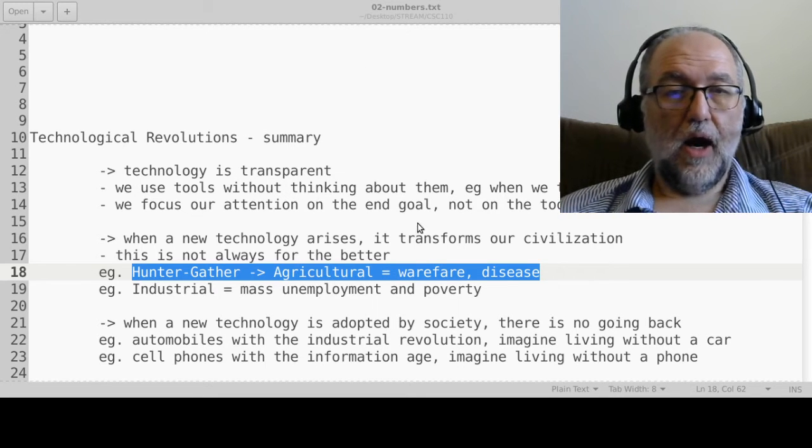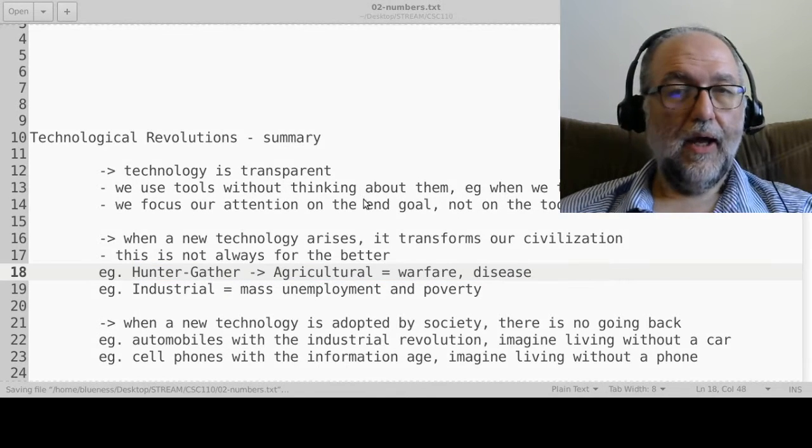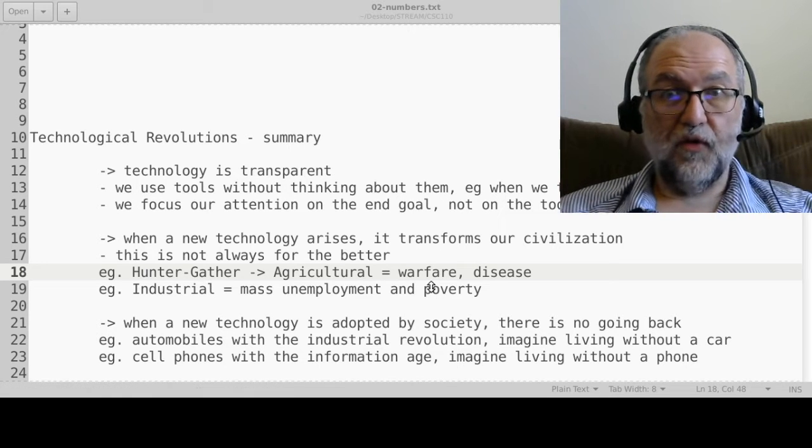And here I have the bad: warfare, and I think I spelled that wrong. Warfare and disease. Warfare because people would just steal food from one another.